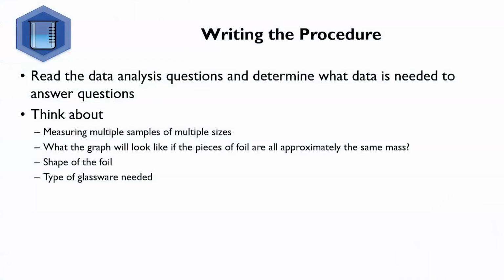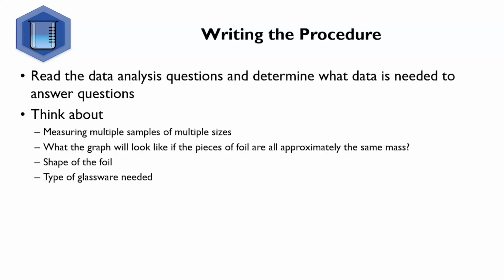Writing your own procedure. Now for this experiment, you'll need to write a procedure. So the best thing to do is to start by reading the introductory material and to read the data analysis questions to determine the data that's needed to answer those questions. You will need to pull in what you've learned in experiment 2 about how to use lab equipment that's available in the lab. Start by making a list of all the information you need, including things like density. To find density, you'll need mass and volume.